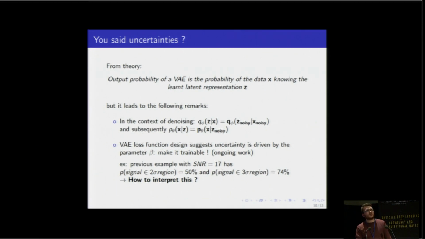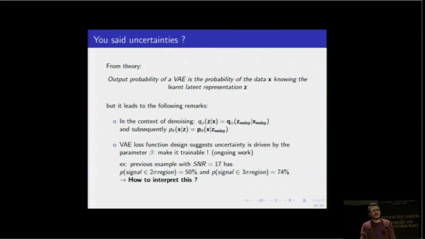Actually, that's why our most recent test suggests, and we're also here to discuss this point. Our interpretation about this is the following. In the SNR 17 example I've been showing, the probability that the true signal lies in the 2 sigma credible region is only 50%.